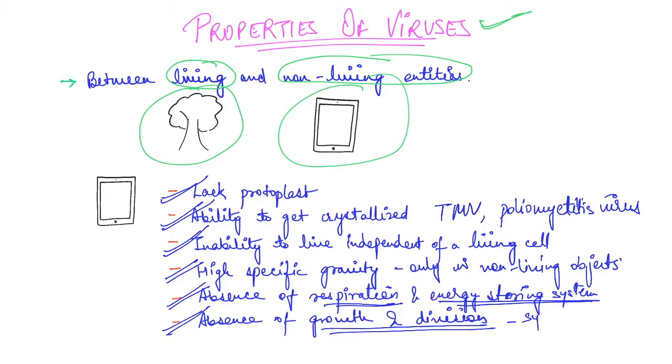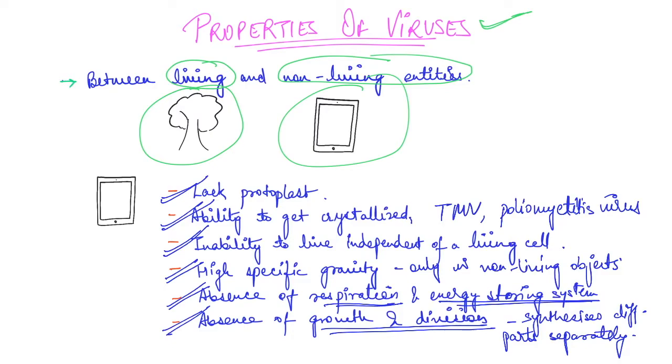So it synthesizes different parts separately. Okay, so these are some of the points of being similar to non-living entities. It lacks protoplast, it has ability to get crystallized, it is unable to live independent of a living cell, it has high specific gravity, absence of respiration and energy storing system, and absence of growth and division.